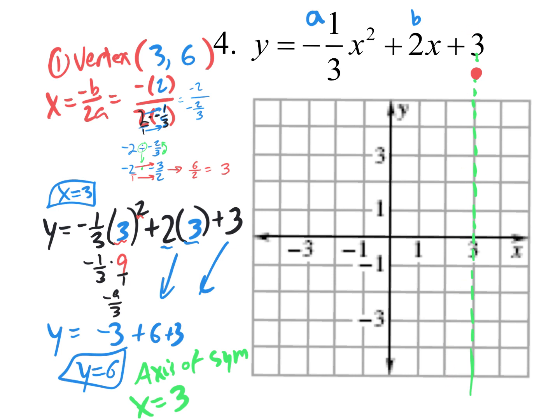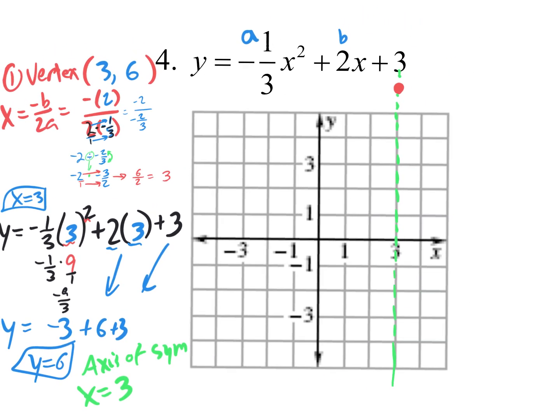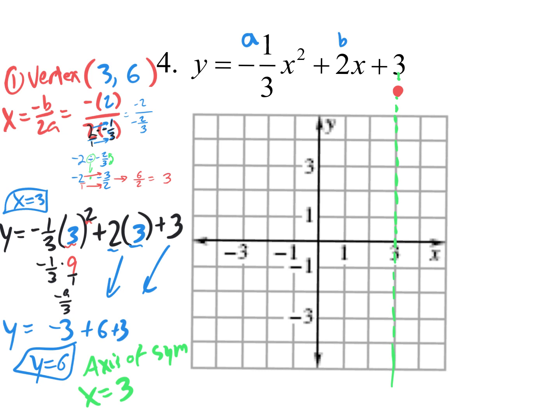So now that we have that reflection line, we need more points, more coordinates. So one easy point to do, the easiest point to do is the y-intercept. The y-intercept will simply be 0, comma, the c value.